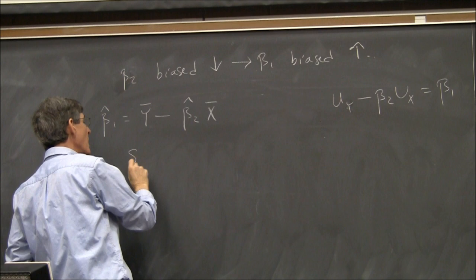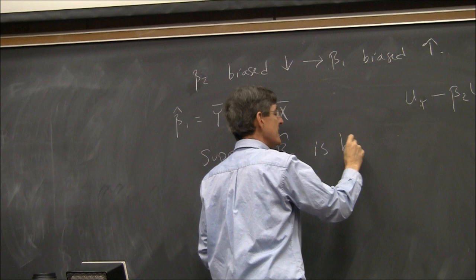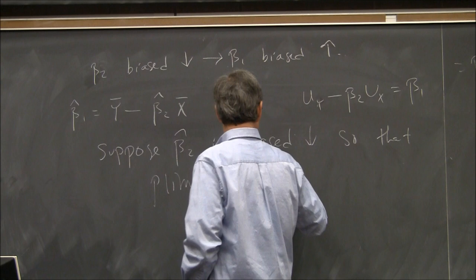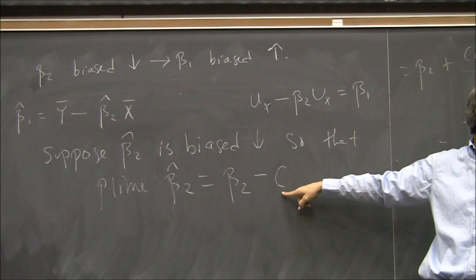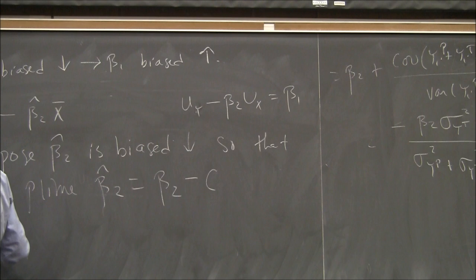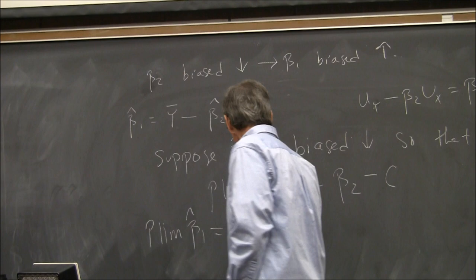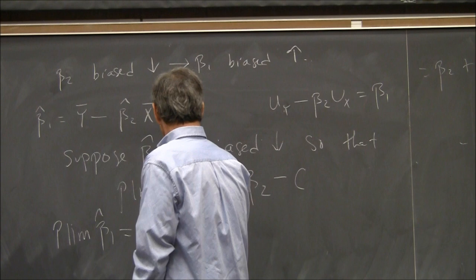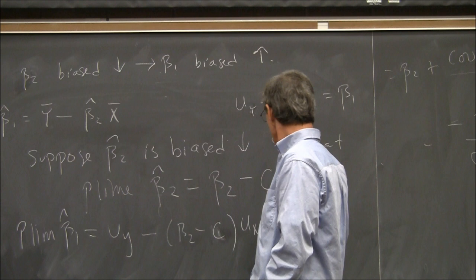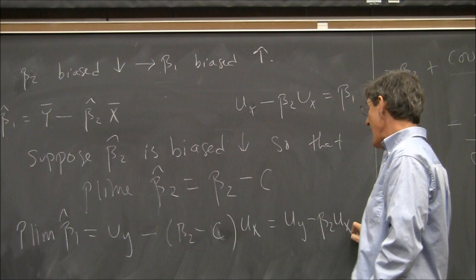But suppose beta 2 hat is biased downward, so that the p-lim of beta 2 hat is beta 2 minus some constant. That's the bias. It's a downward bias by C. So now, take the p-lim of beta 1 hat. Well, it's u of y, so far so good, minus beta 2 minus C instead of beta 2, but I still get the u of x. So what I get is u of y minus beta 2 u of x plus C u of x. That's what the p-lim is.